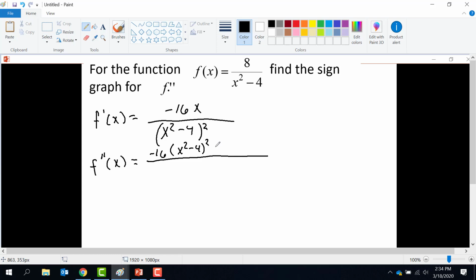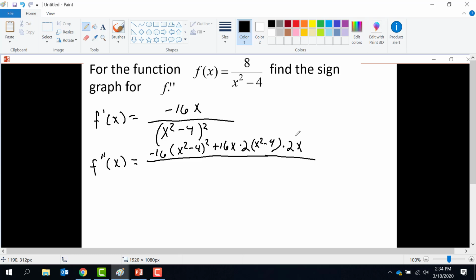And then minus, but with that negative 16 as my first factor, it's going to be plus 16x times the derivative of the bottom, (x squared minus 4) squared. Now this is a composition, so we bring down the exponent, 2, take 1 away from the exponent, but the base stays the same, x squared minus 4. And then we multiply by the derivative of the inside. What's inside the exponent of 2 is x squared minus 4, and so that derivative is 2x.